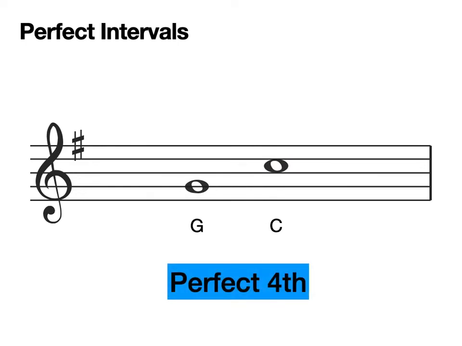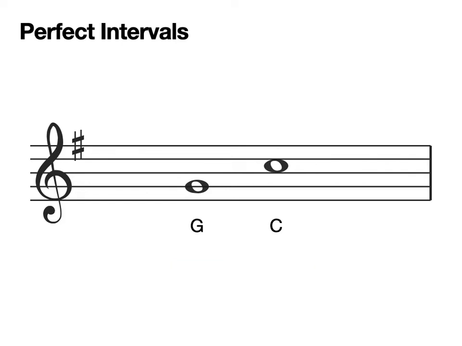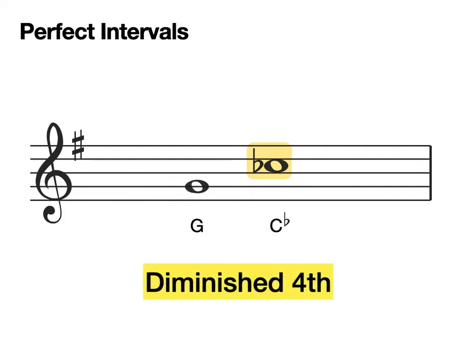Let's go back to that perfect fourth, G natural and C natural. And what happens if I lower the C natural by a semitone to a C flat? This now becomes what we call a diminished fourth. A diminished interval is one semitone smaller than a perfect interval.